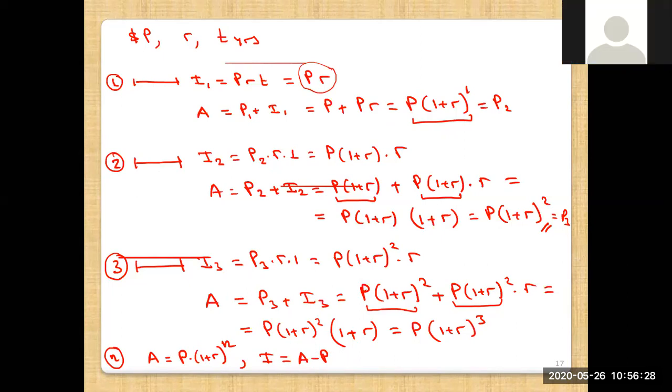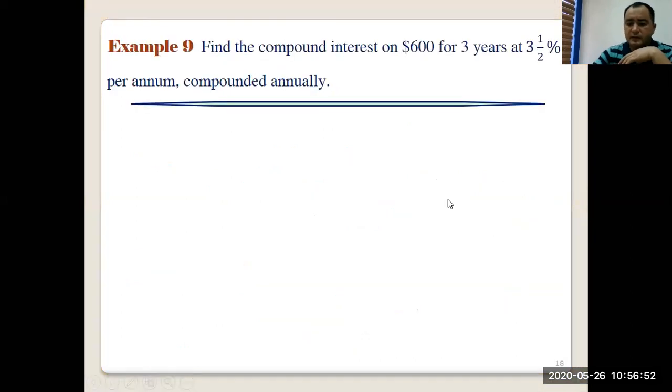Okay, guys, any question? All right, then everything is clear. If you have a question, anytime you can ask, just raise your hand and ask, okay? Let's see a few examples related to compound interest.